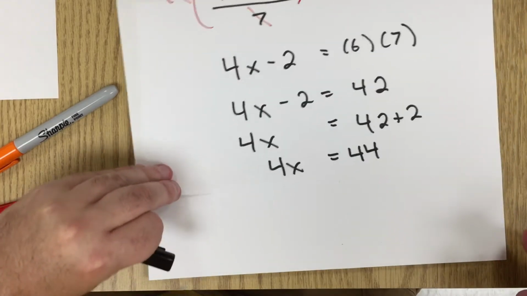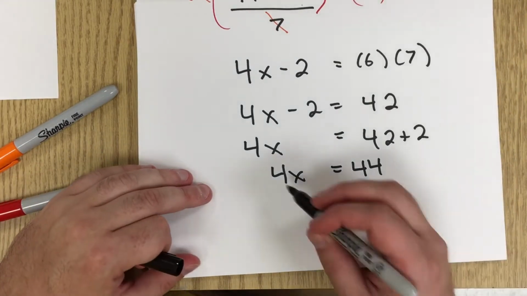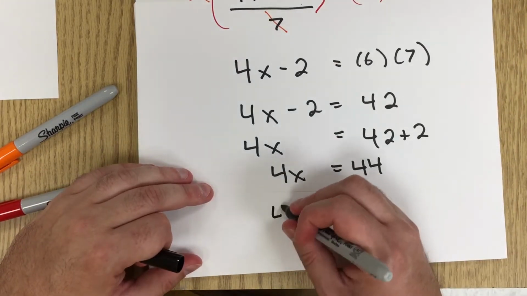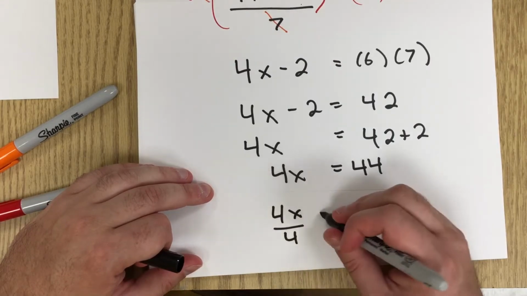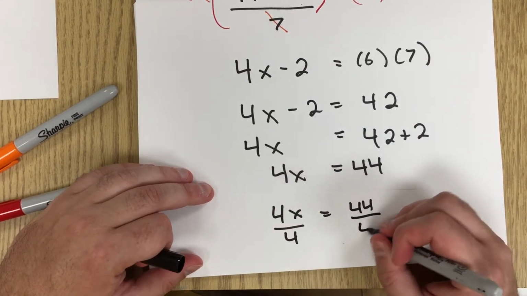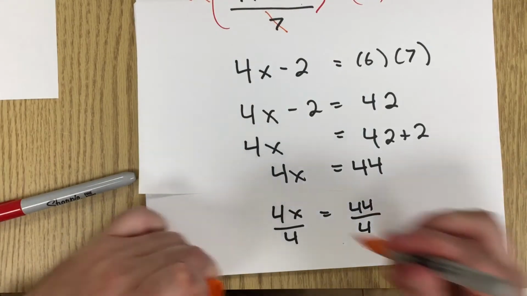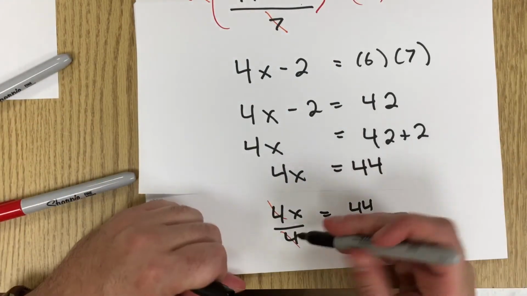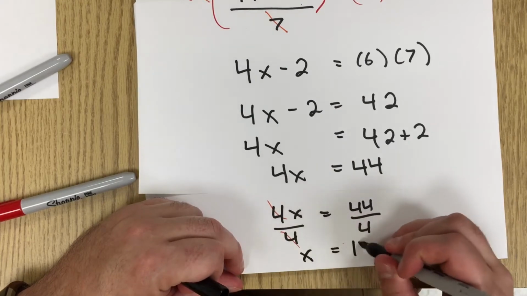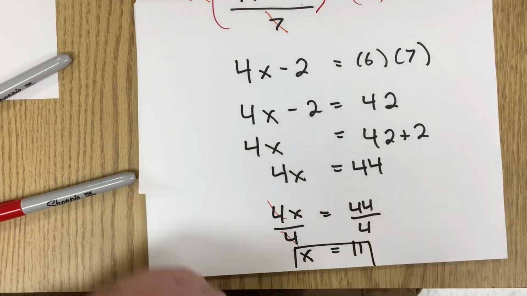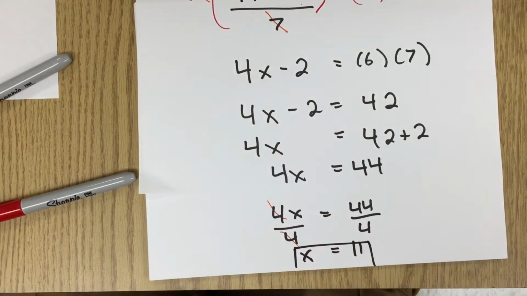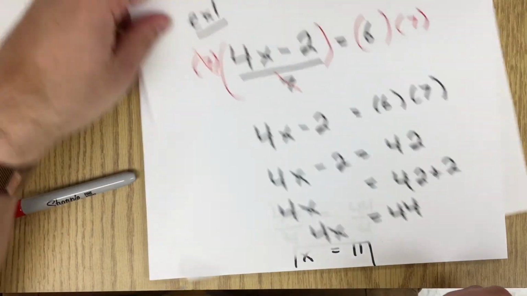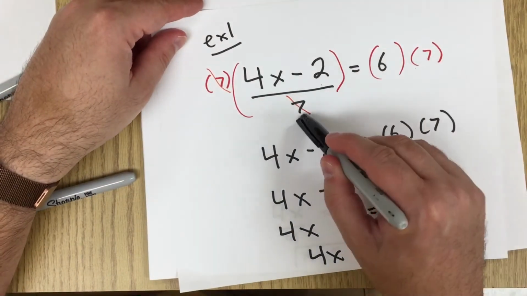I'm a little bit out of space, so I'm going to cheat a bit. We're going to divide both sides by 4, and we get x equals 11. And that's the answer for that one. So we had the number on the bottom, we multiplied both sides by that number, and we got to the answer.